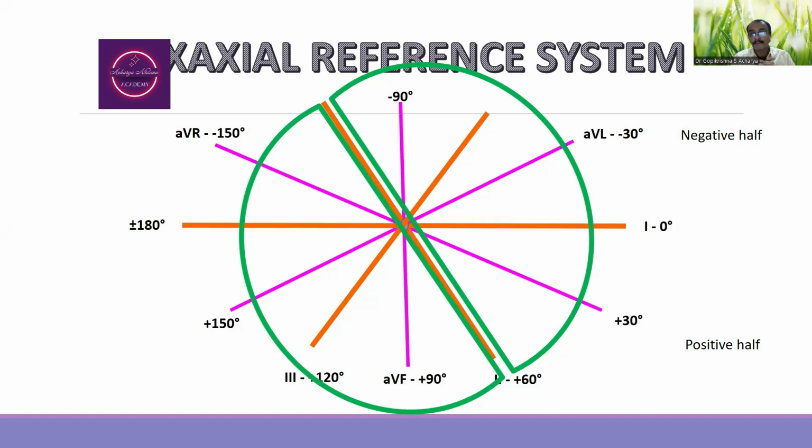When you think about the positive and negative half of the lead, this is one example where you can see the positive and negative half of the lead. It's not lead 2, it is lead 3. This half, which is facing towards the positive pole of lead 3, is said to be the positive half of lead 3, whereas the other half is said to be the negative half of lead 3.